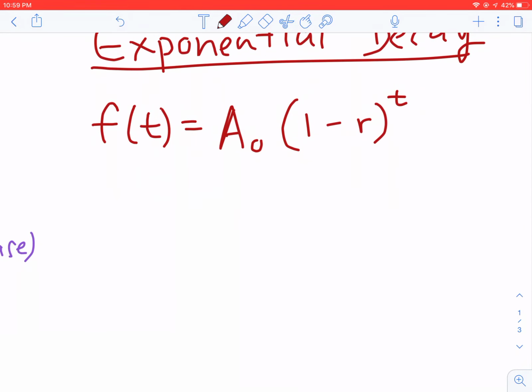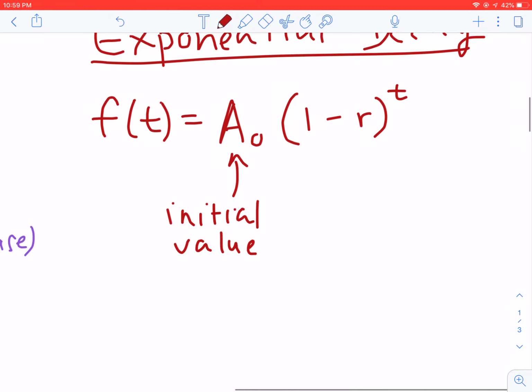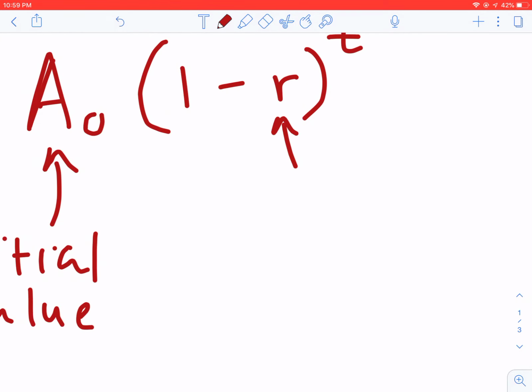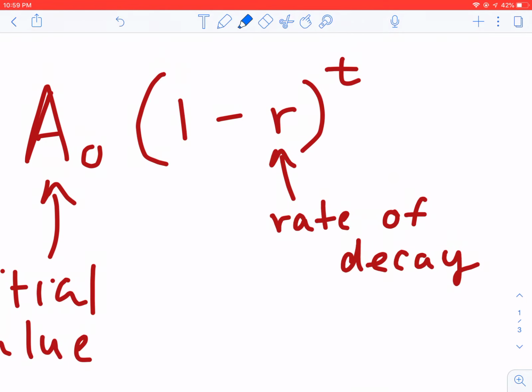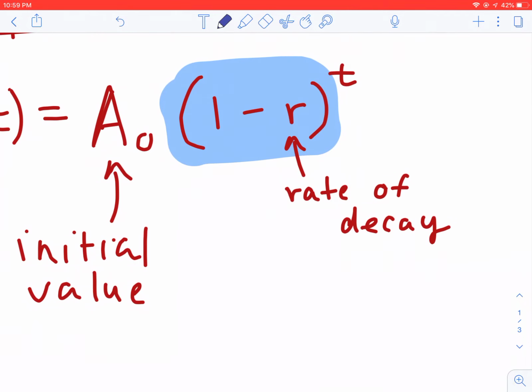Again, a sub 0 is going to be the initial value. That 1 is really 100%. This r is going to be your rate of decay. And altogether, the 1 minus r is called the decay factor.